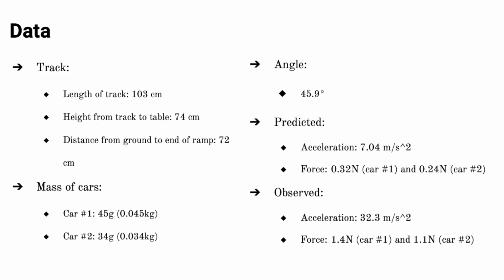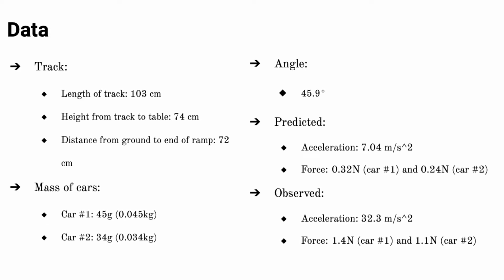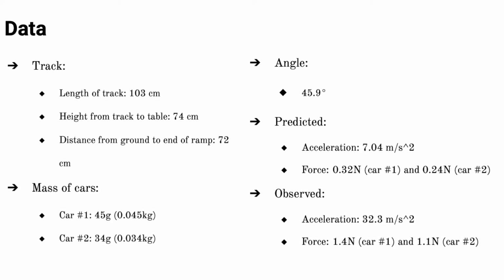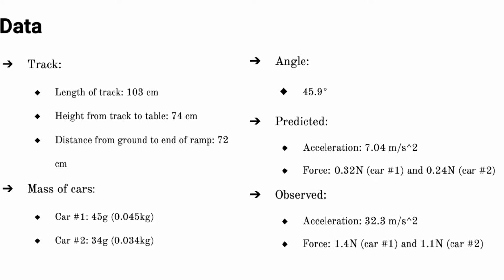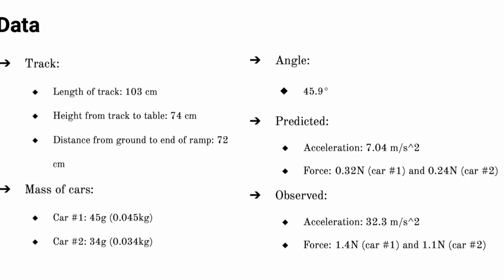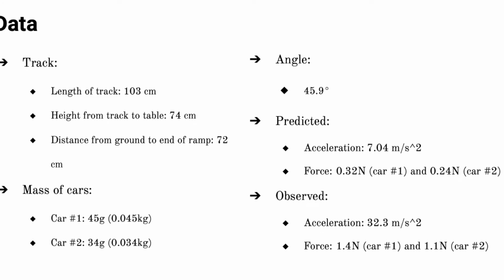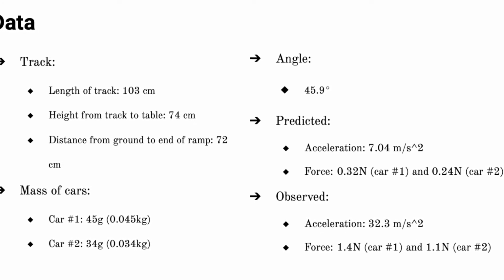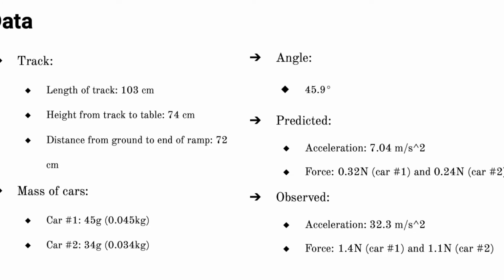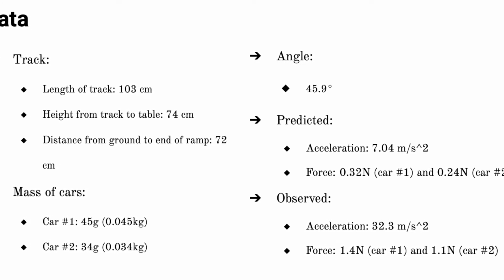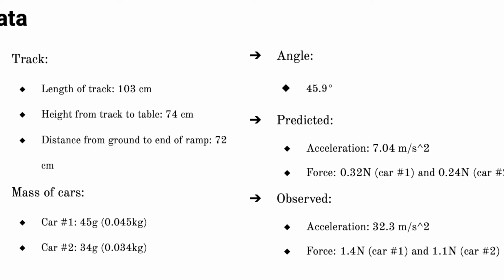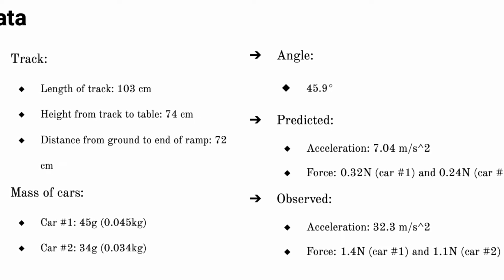The predicted acceleration for both cars was 7.04 meters per second squared. The predicted force of car number 1 was 0.32 newtons, and the predicted force of car number 2 was 0.24 newtons. Moreover, the final velocity of the energy was 32.3 meters per second for both cars, and this was equal to the observed acceleration, 32.3 meters per second squared. The observed force of car number 1 was 1.5 newtons, and the observed force for car 2 was 1.1 newtons.